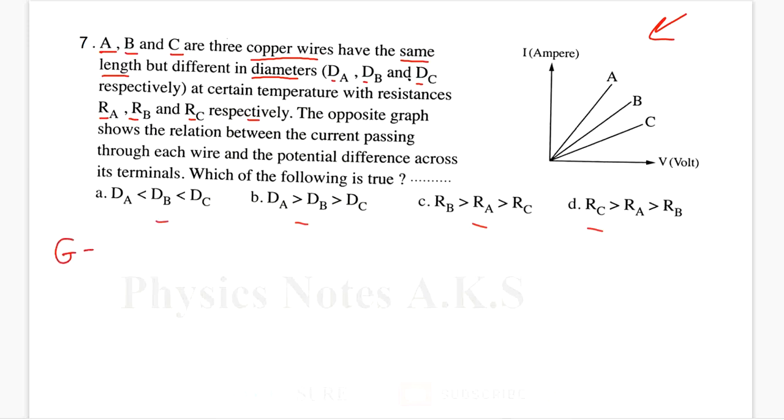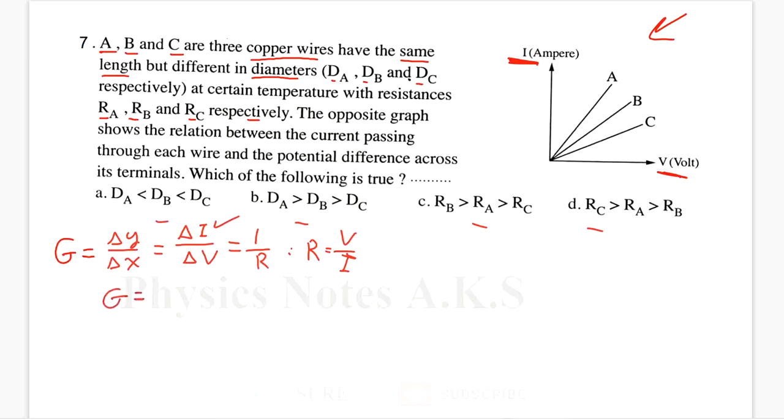We know that from math, gradient is actually the change of y over the change of x. And in our example here, the y is the current and x is the potential difference. So it's going to be the change of I over the change of V, which will give me 1 over resistance, because as we know from before, resistance is V over I. So since the gradient is I over V, the gradient equals 1 over R. So gradient and resistance are inversely proportional.